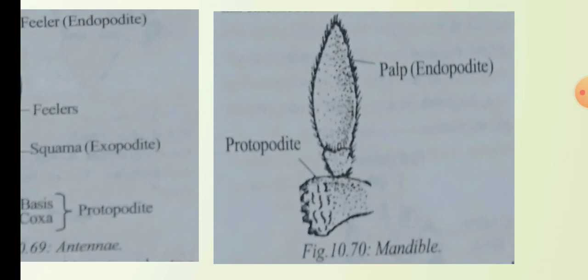The endopodite is of two segments and is processed into a palp. There is no exopodite; the exopodite is degenerate or absent. The mandibles are masticatory in function and move from side to side, not up and down. Okay, the next one is the maxillae.